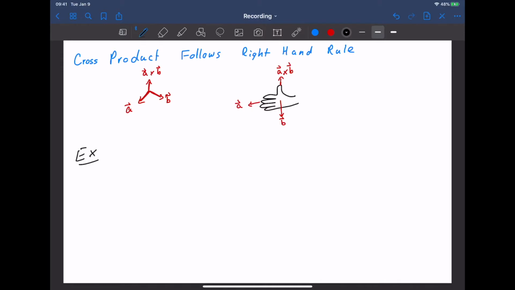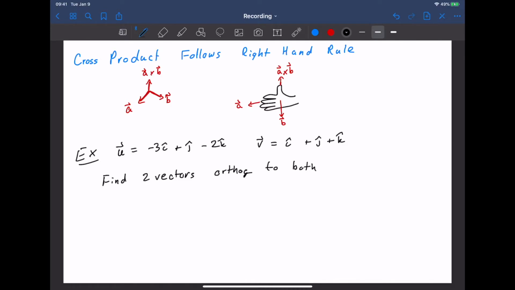Example really quick. If I have a vector U, 3i plus j minus 2k, and a vector V, i plus j plus k, the question might say find two vectors orthogonal to both U and V.